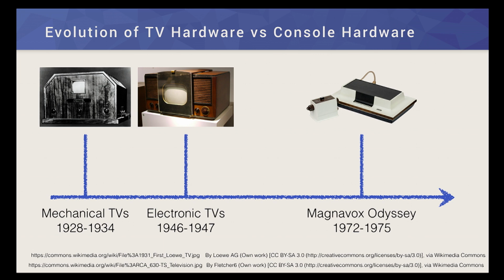And though that technology evolved into purely electronic televisions, yeah, they had transistors and vacuum tubes and stuff in the mid-40s, and then we have to fast forward almost 30 years to the Magnavox Odyssey before we see this next step in evolution of interactivity with television.